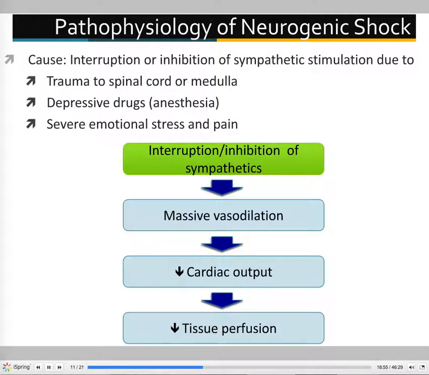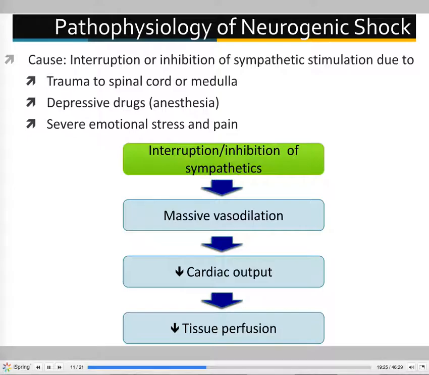Neurogenic shock. In terms of the patho for neurogenic shock, let's talk about the factors that stimulate parasympathetic activity or interrupt sympathetic activity of vascular smooth muscle. Those would be injury to the brain or spinal cord, anesthetic agents, or severe emotional stress or pain. These things lead to vasodilation for an extended period.